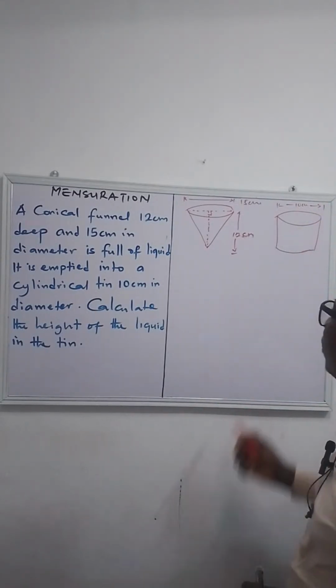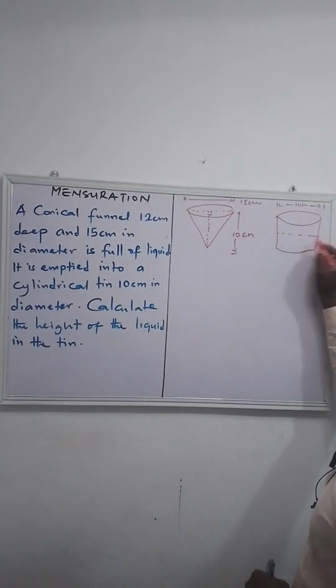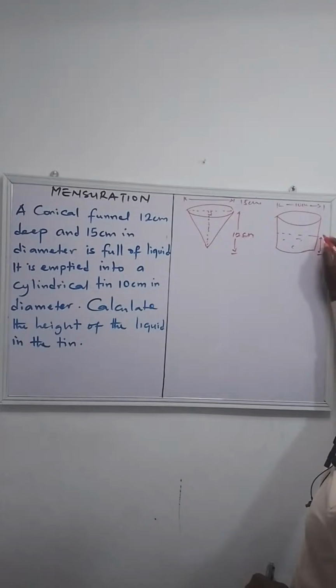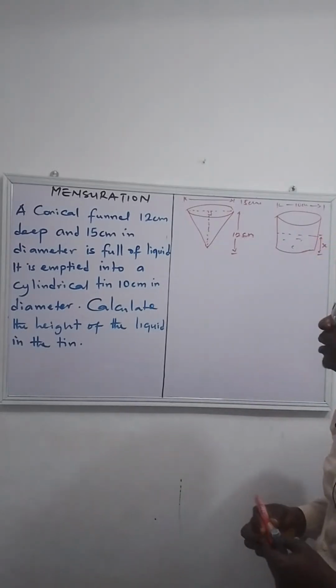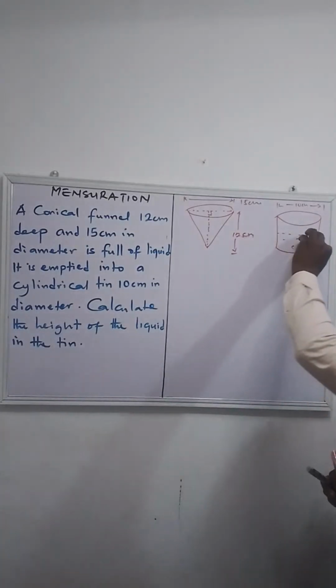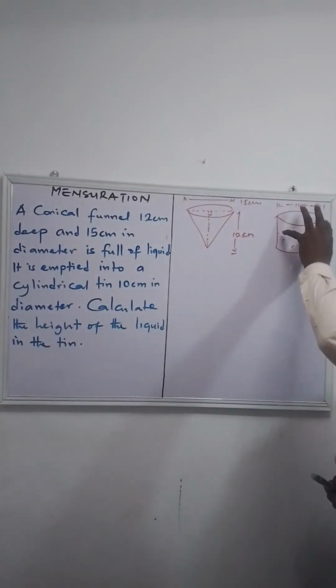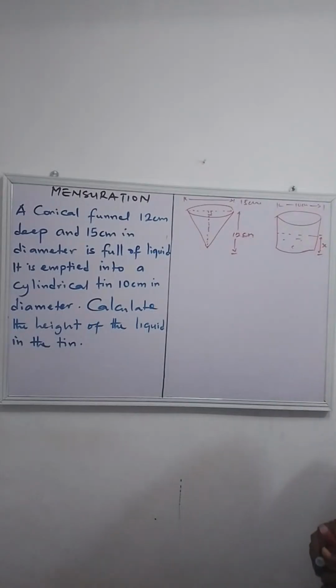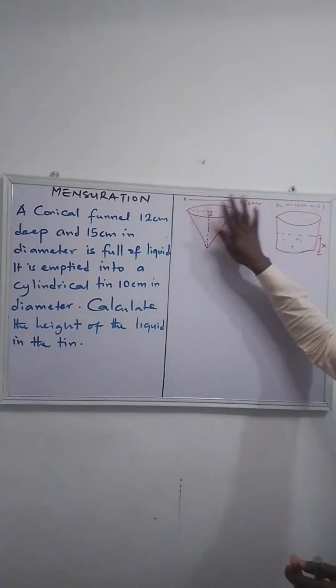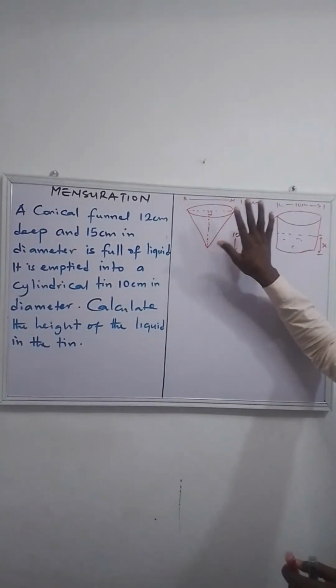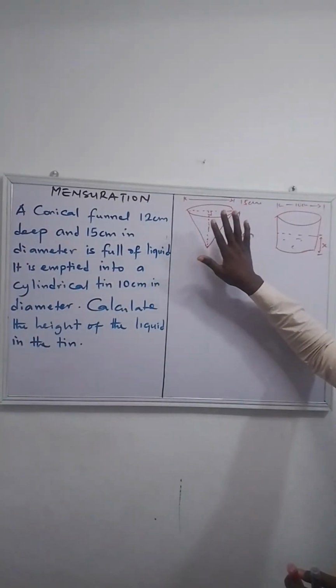Okay, now when it is poured inside, it's going to have a particular height. Okay, and that's what the question wants us to get. What's going to be the height of the liquid when it is poured into this cylindrical tin? Now, what's the first thing to do? Let's get the volume of the water that fills this conical funnel. So let's get the volume.